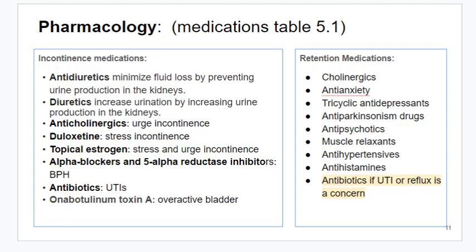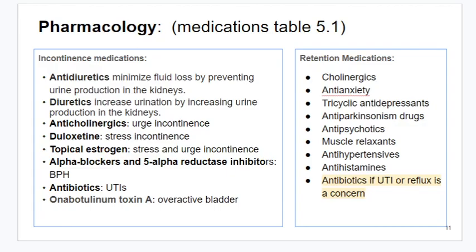So roughly, we do have a good chunk of variety of different medications. This is in table 5.1 in that module chapter. So some of these first ones, antidiuretics, minimize our fluid loss by preventing urine production from the kidneys. So these first meds are for our incontinent patients. They can obviously help retain more urine, or slow the production of urine. We've got our diuretics that can increase urination by increasing urine production from the kidneys.